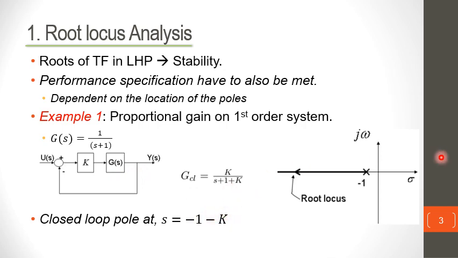So this sketch, the thick black line here, shows the different locations of the pole as K increases from 0 to infinity. And this sketch here, we call the root locus of the system, because it shows the path, or at least the locations of all the closed loop poles as K increases from 0 to infinity.